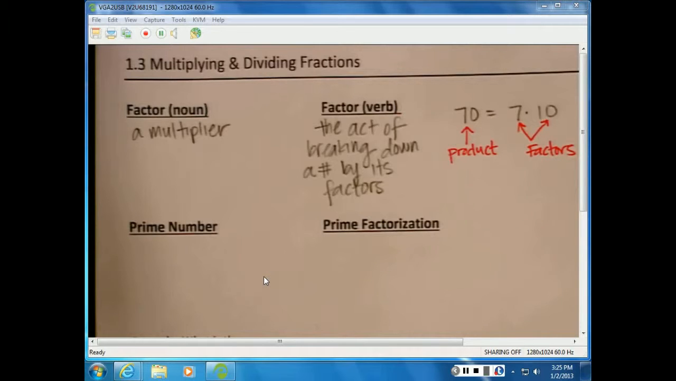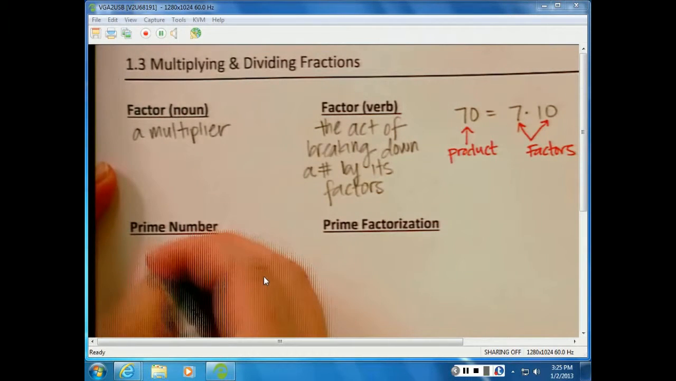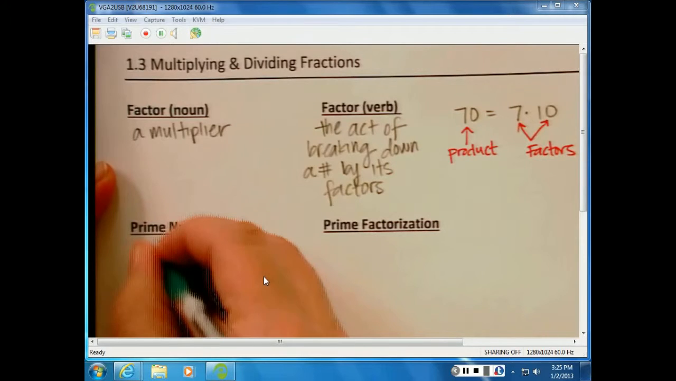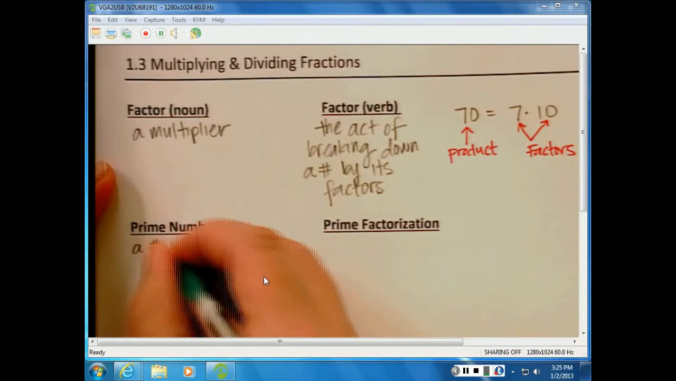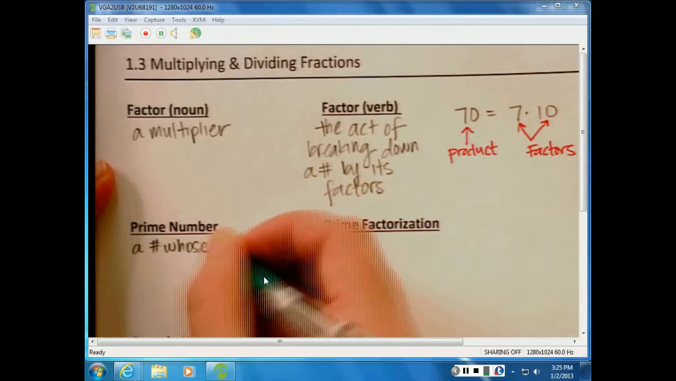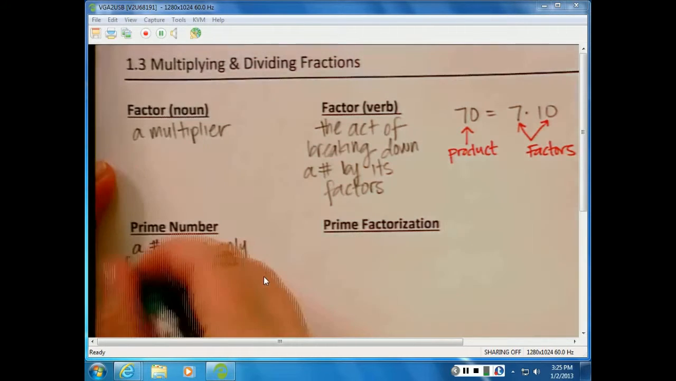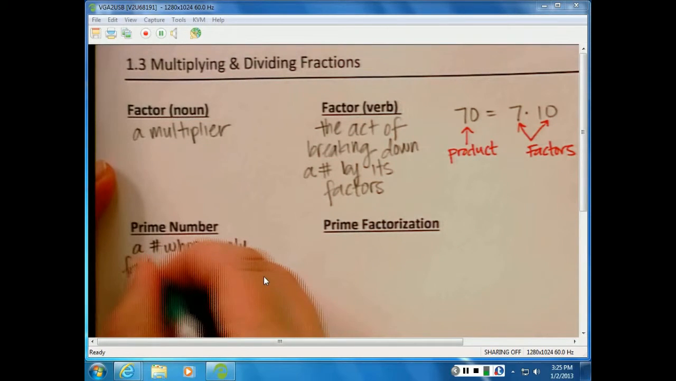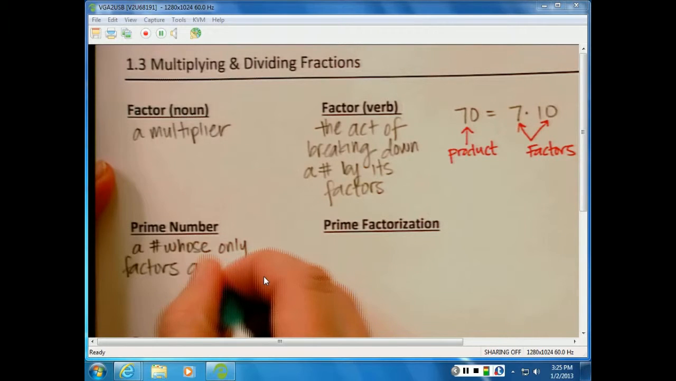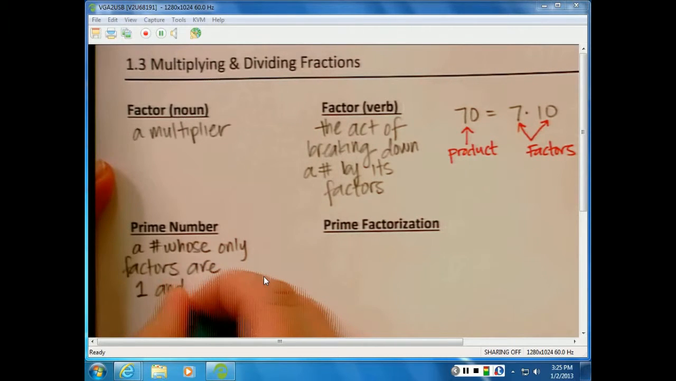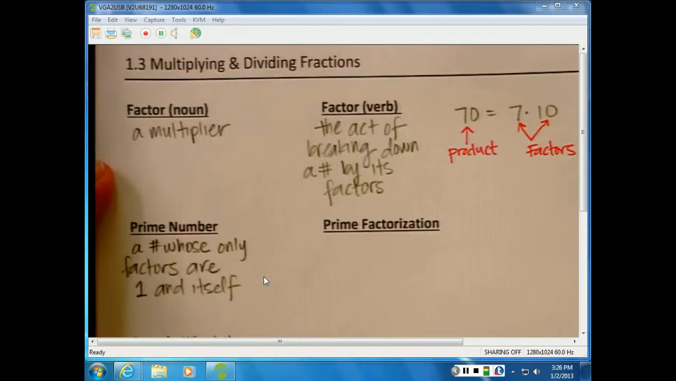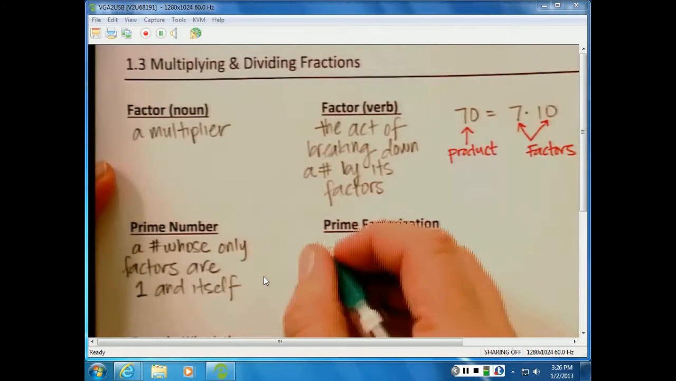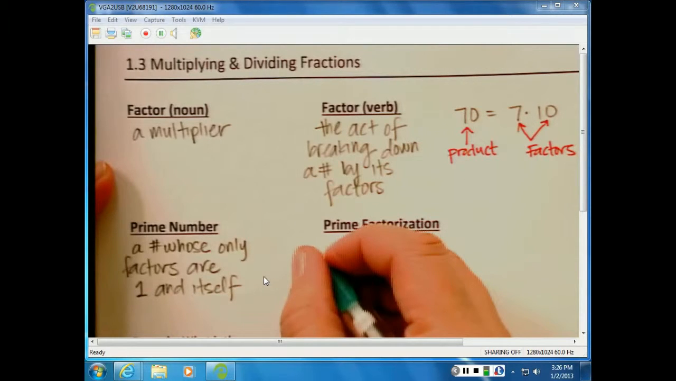A prime number. A prime number is a number whose factors are only 1 and itself. Prime factorization. Prime factorization is breaking a number down to a product of primes.